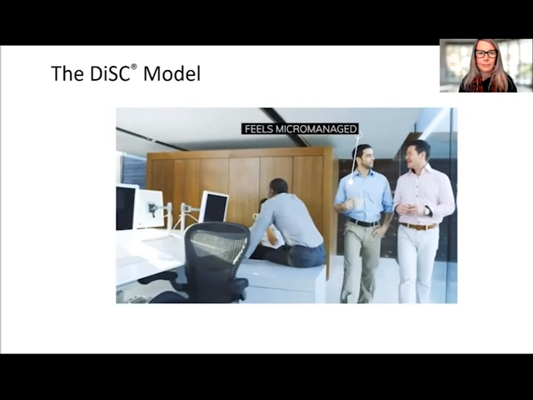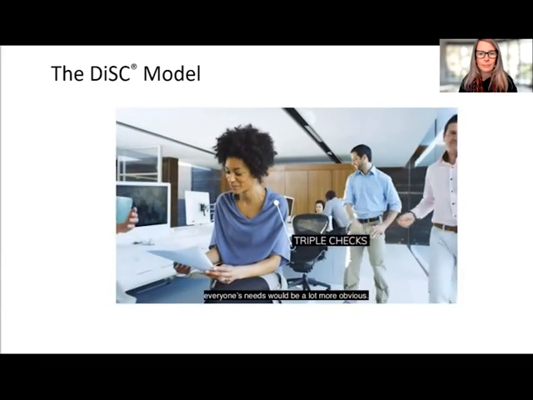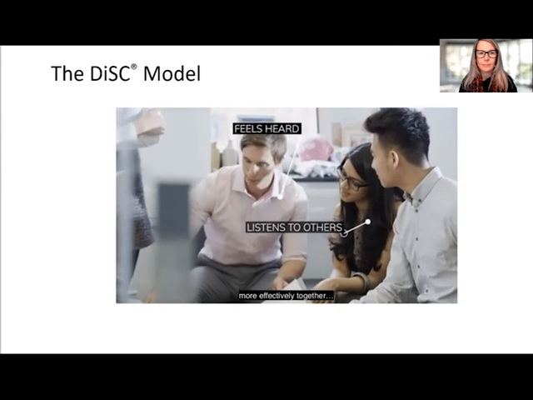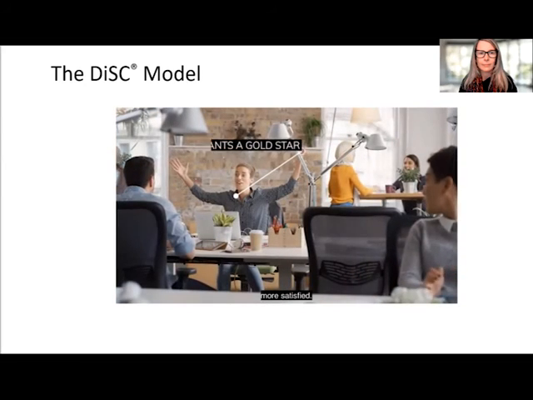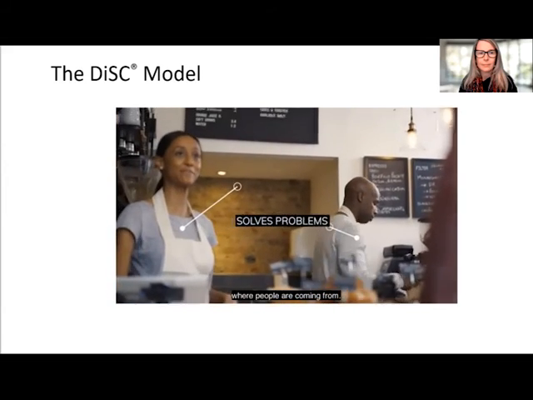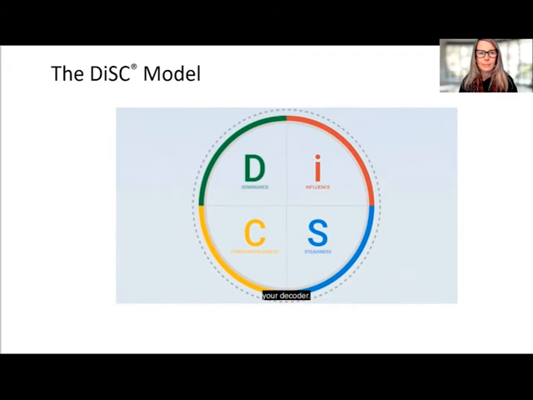Or is it? Maybe if you had the right decoder, everyone's needs would be a lot more obvious. It would be clear how to work more effectively together, to be more productive, more satisfied. All you would need is a tool to help you understand where people are coming from. This is DISC, your decoder. It gives you a way to quickly understand the needs and priorities of the people around you. It describes 4 basic styles: D, I, S, and C.